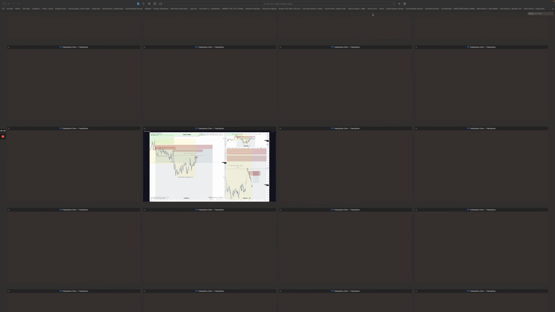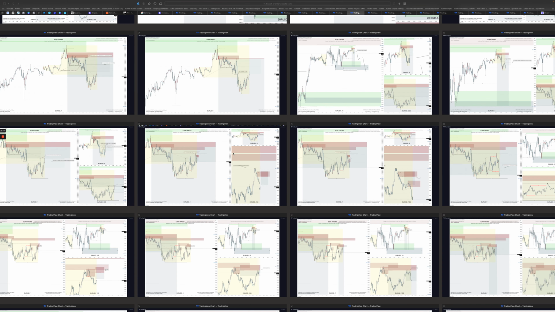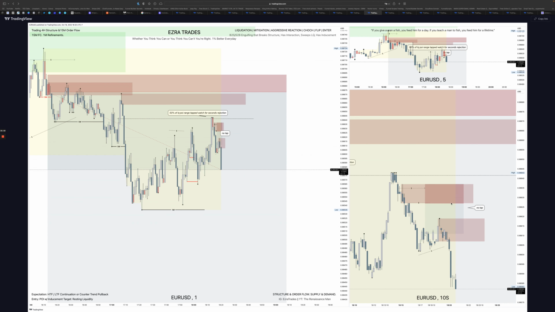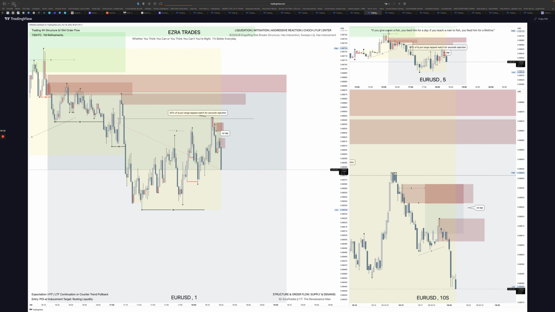So let's follow up with the next, go back here. There we go. What do we have looking here? Here we go. All right, so no tap, so no entry there. This would have been inducement. What we then see is we generated this liquidity and price then sold off to the downside. Awesome, so we had no secondary entry there.